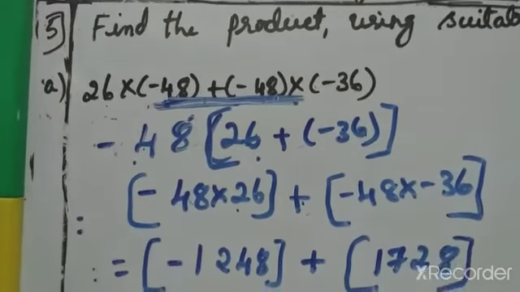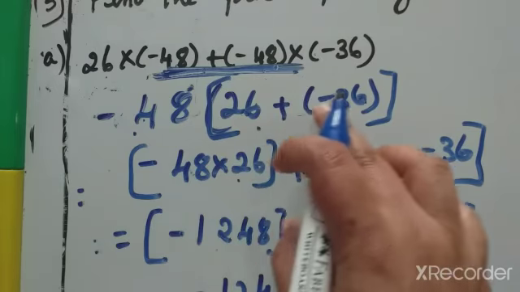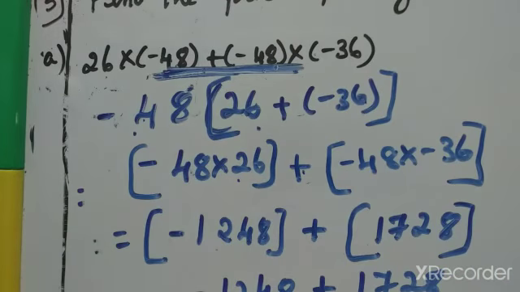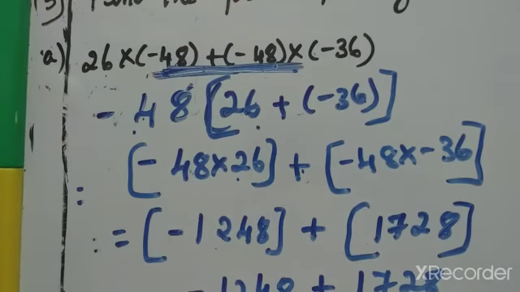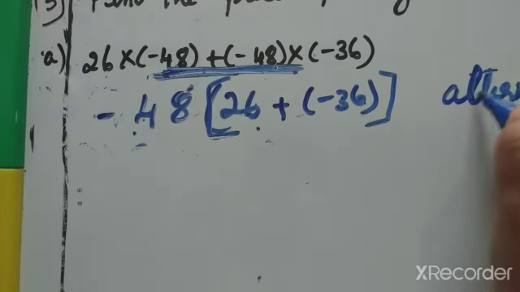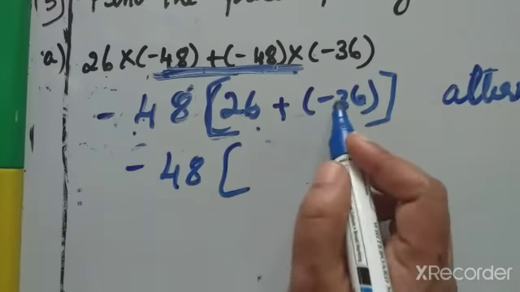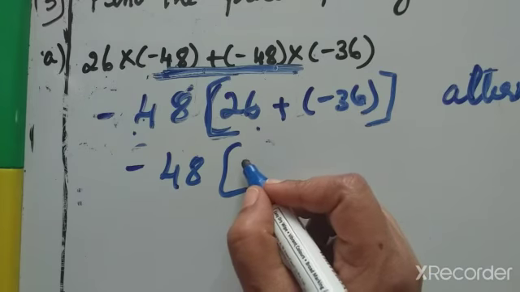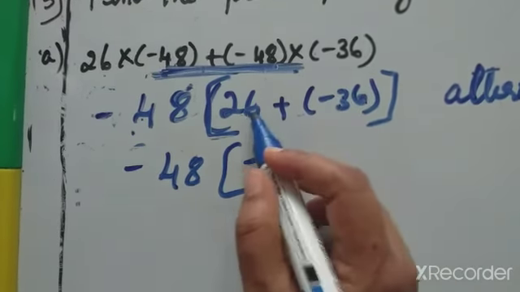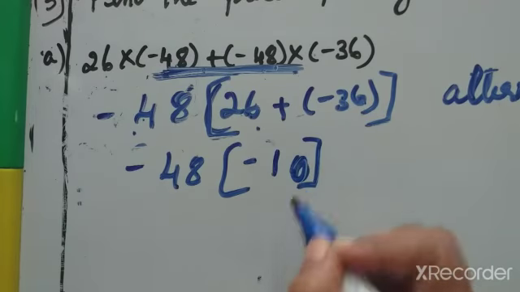Here this solution we can try with one more method. Minus 48 into 26 plus minus 36, means solution we can get with another method also. We can try that. This is alternate method of solution. Okay, alternate method. Minus 48 as it is, and 26 and minus 36. How much? Minus symbol, subtraction. 6 minus 6 is 0. 3 minus 2 means 1. Subtraction. So answer is minus 10.